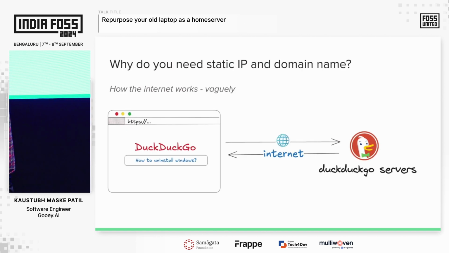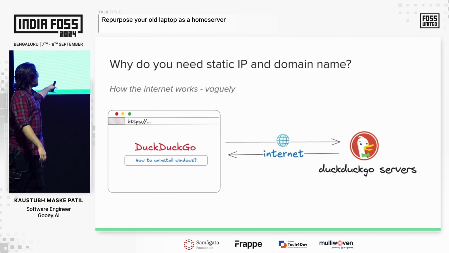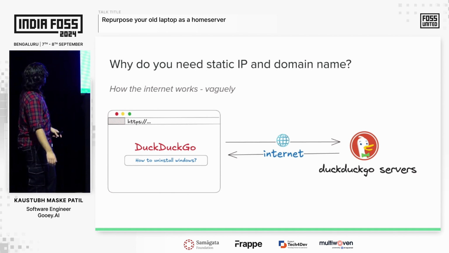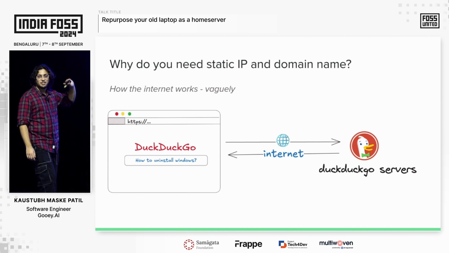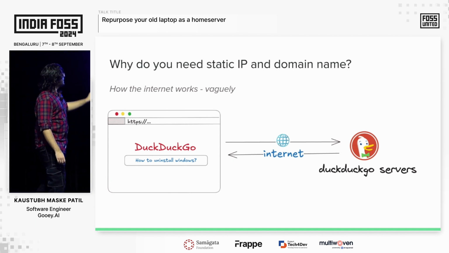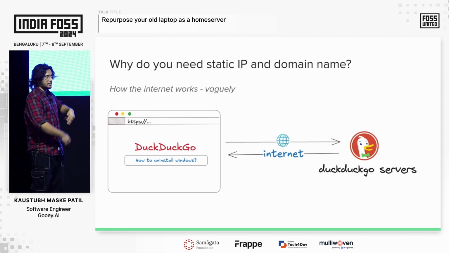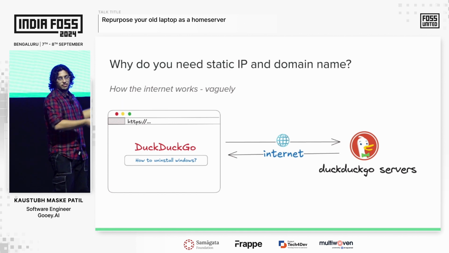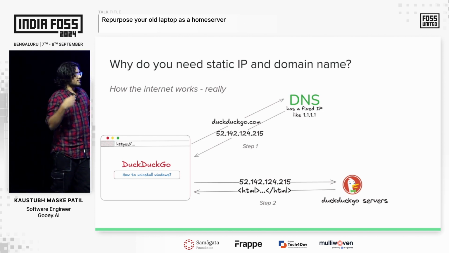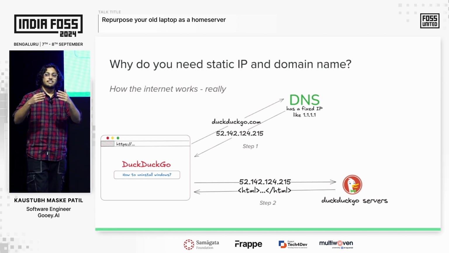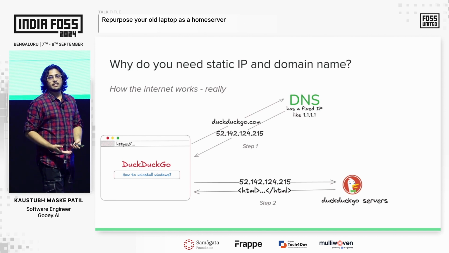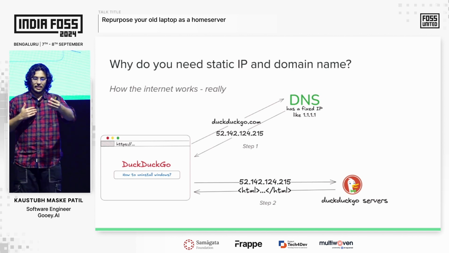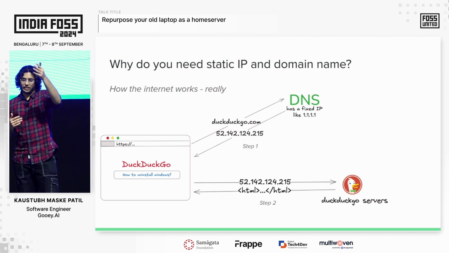So yeah, why do you really need a static IP? So how the internet works, a vague idea you might have in your mind is you go to duckduckgo.com, we are privacy conscious, you search for how to uninstall Windows, as you all should. If you haven't, I highly recommend this search, and then that goes to DuckDuckGo servers, comes back, and you see something in HTML rendered. Now, how the internet really works is a little more sophisticated than this. So the internet doesn't understand DuckDuckGo.com, it understands IP addresses. So you need a layer in between that converts your domain name to your IP address, right? So you want something that can take duckduckgo.com and give you something like 52.142.124.215, whatever, right?